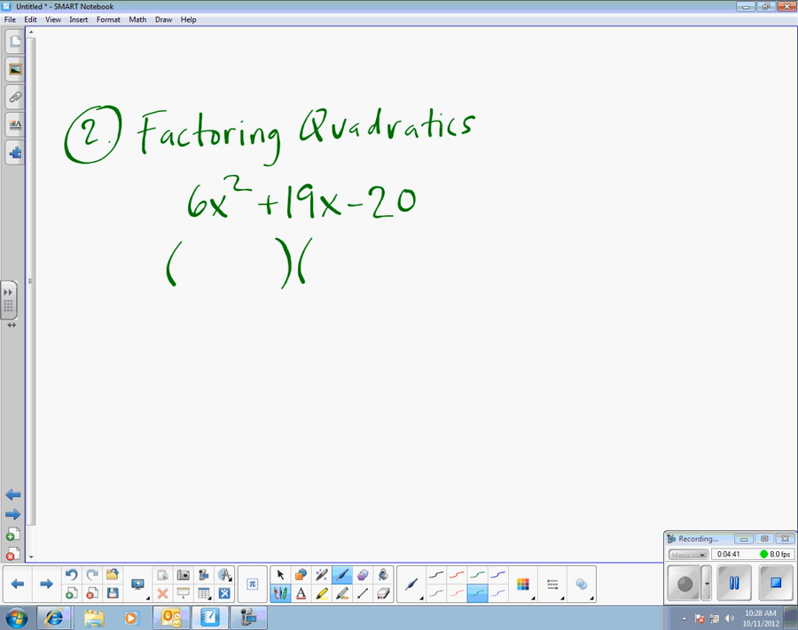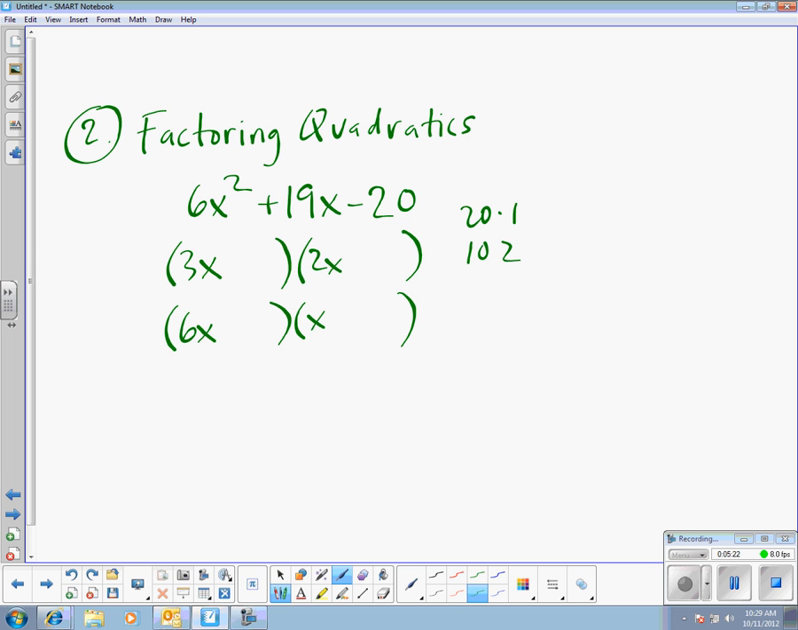If you're going to guess and check, this one, because 6 has a couple different factors and because 20 has a few different factors, there's a lot of different options to guess and check. I could go here 3x and 2x, or I could go 6x and 1x. And then the negative 20, all the different possibilities of negative 20 are 20 and 1, and one of those being positive and one of those being negative. So that's negative 20, positive 1, or positive 20, negative 1.